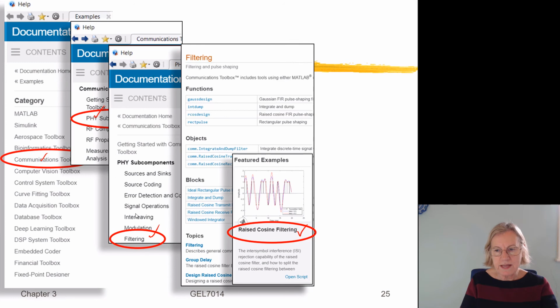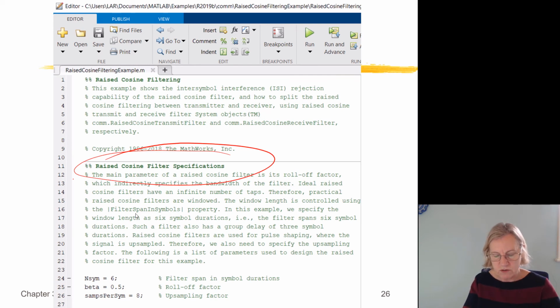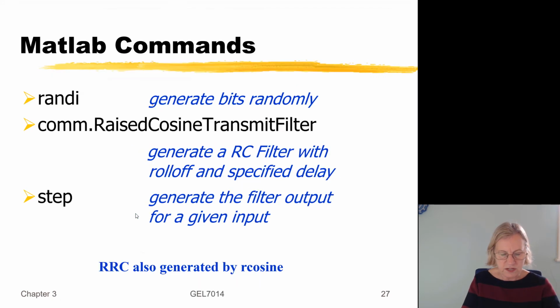In the homework assignment, I'm not asking you to write the MATLAB. That's already done for you, but I'd like to let you know what is happening inside of the file that's being provided to you. So you could open up the source code for this demo in MATLAB, and it explains to you what's going on for this raised cosine filter. And in fact, raised cosine is a command available in the communications toolbox, as is root raised cosine.